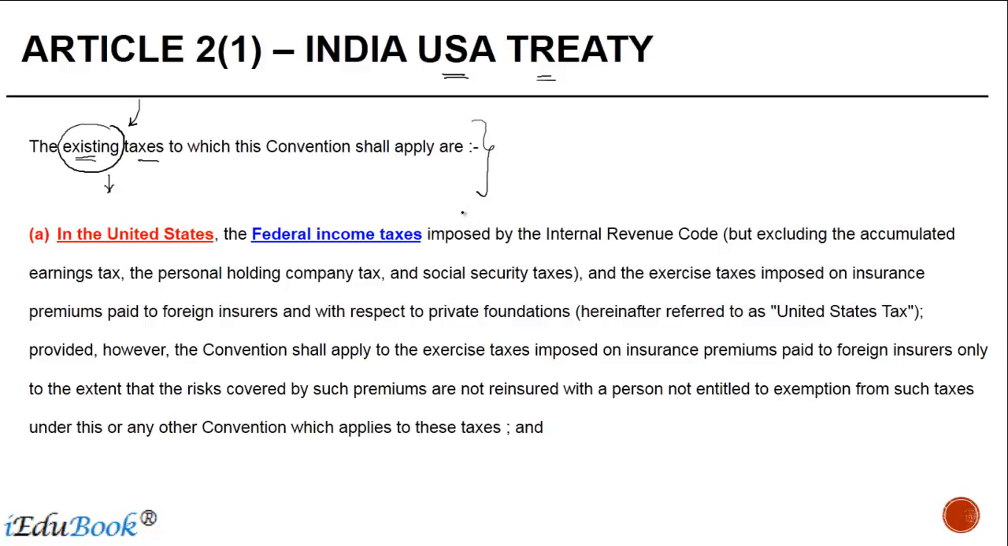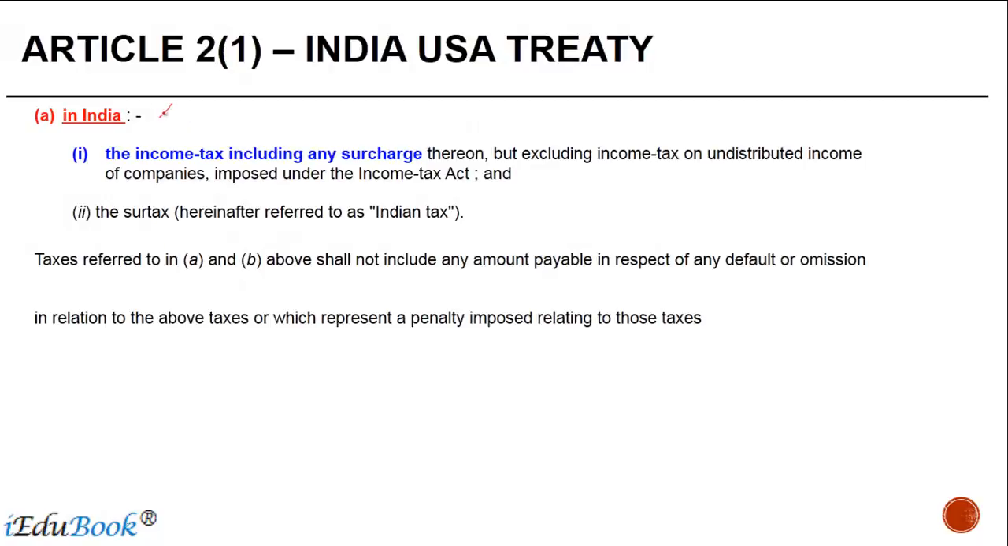So in this form, what happens is they mention what will be the taxes insofar as country A is concerned. In this case, it is United States. And what are the taxes which are country B is concerned, which in this case is India.